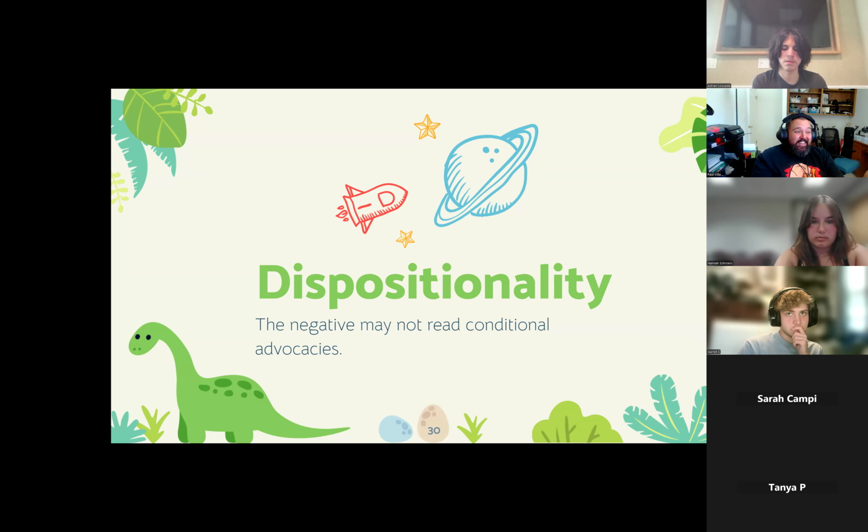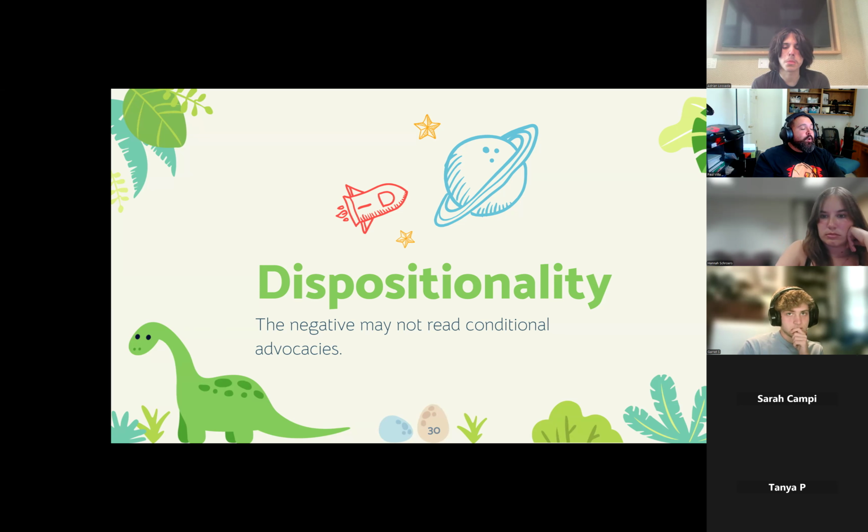That is distinct from condo bad. Now, you should not label your argument as condo bad or dispo. You should just start reading and be like, interpretation, the negative may not read conditional advocacies. Why? Because they're going to answer it like you just said, condo bad.